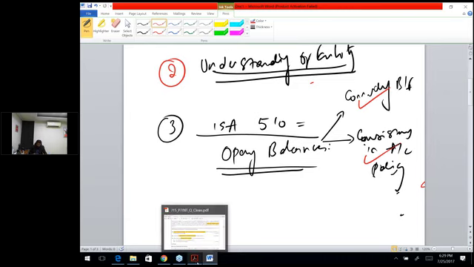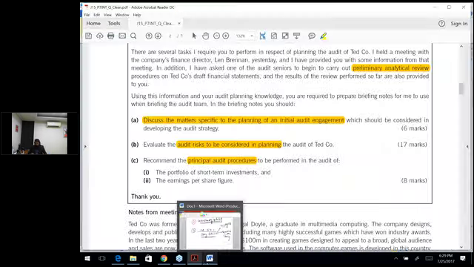So basically, if the question's requirement says discuss the matters specific to the initial audit engagement which should be considered in developing the audit strategy, what you will do is discuss these matters which you think should be considered. And what are those three matters? Number one, obtaining of professional clearance. Number two is understanding of the entity. And number three is basically the opening balances.